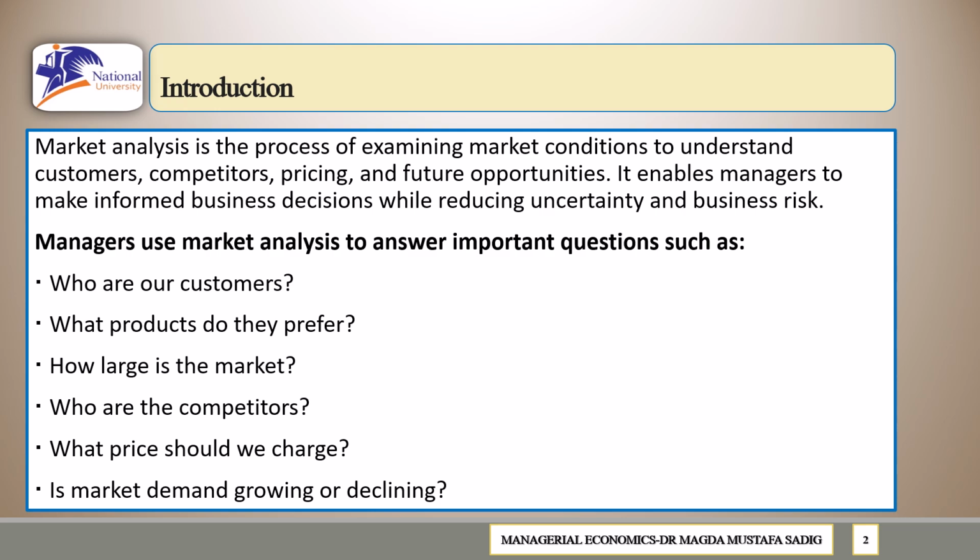Number 5, what price should we charge? Pricing is one of the most difficult managerial decisions. Managers must balance three factors: the customer's willingness to pay, production cost, and competitors' prices. Charging too much reduces sales, and charging too little reduces profits.